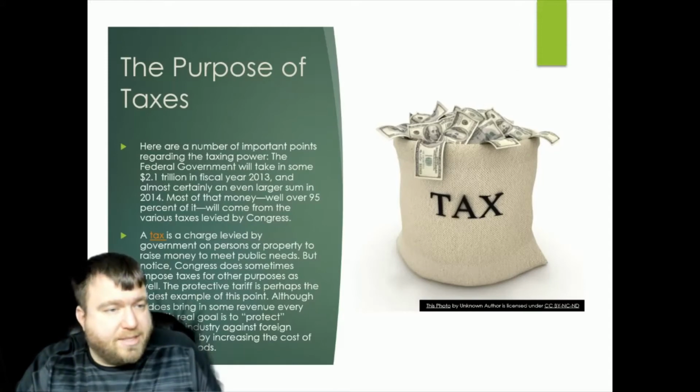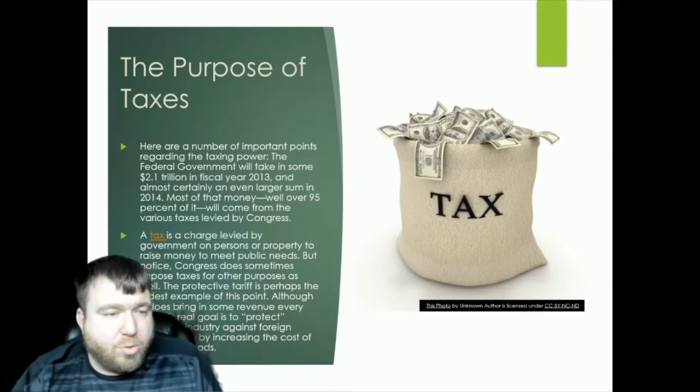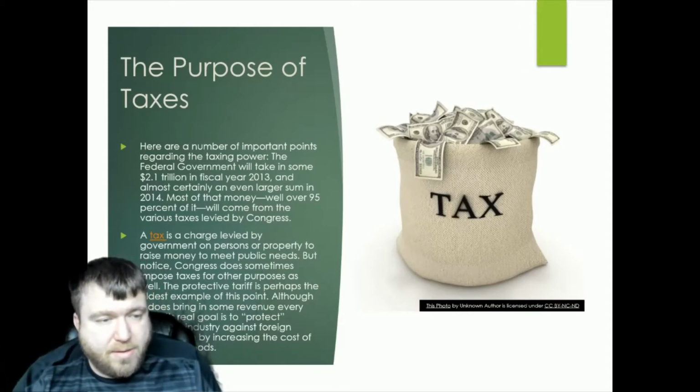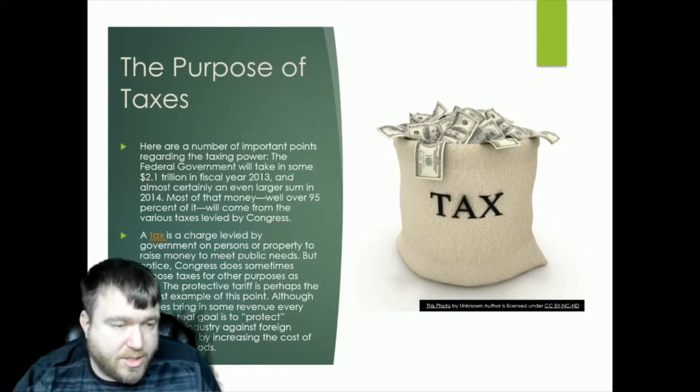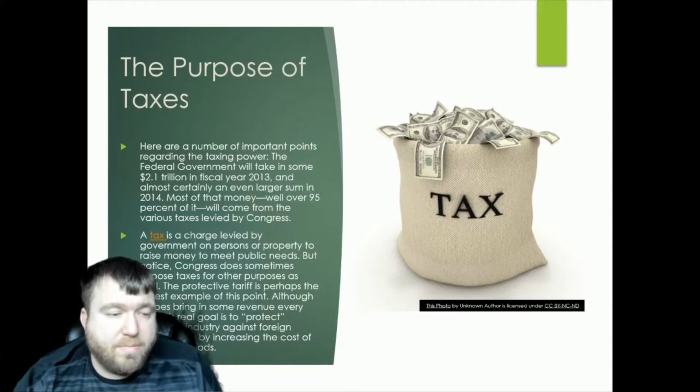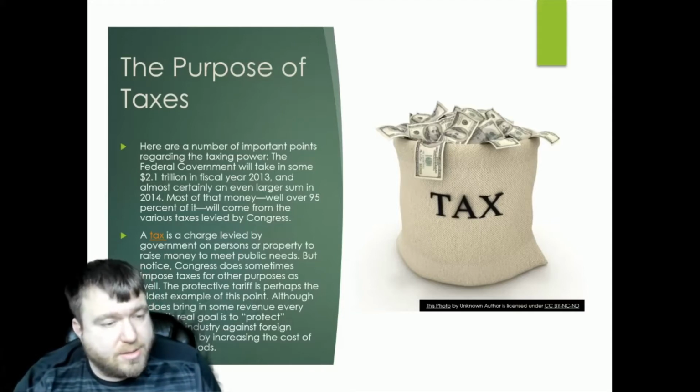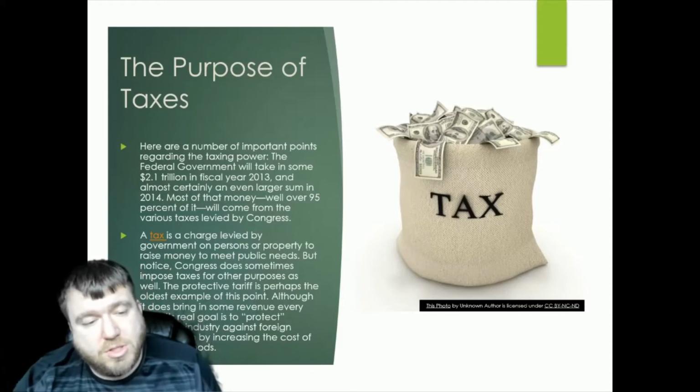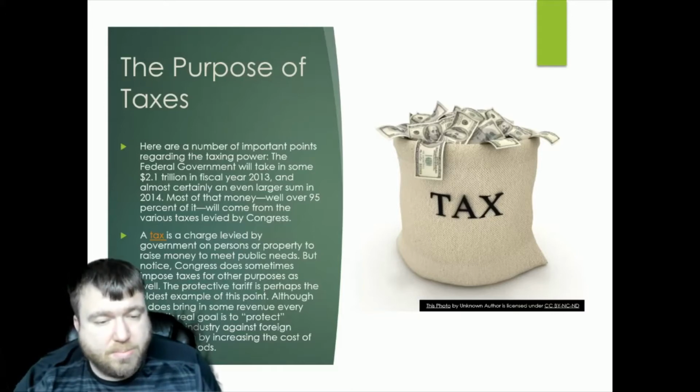The purpose of taxes. Here are a number of important points regarding the taxing power. The federal government will take in some $2.1 trillion in fiscal year 2013, and almost certainly an even larger sum in 2014. Most of that money, well over 95% of it, will come from the various taxes levied by Congress. A tax is a charge levied by government on persons or property to raise money to meet public needs.